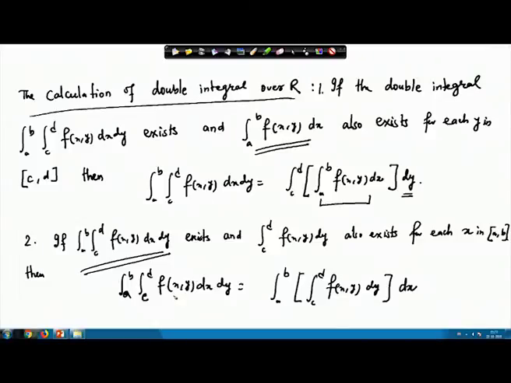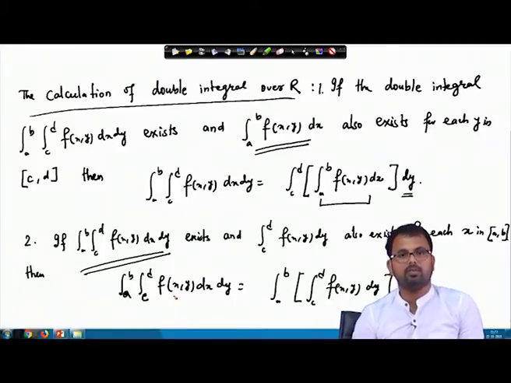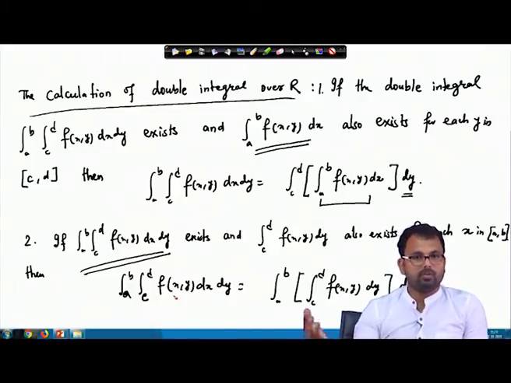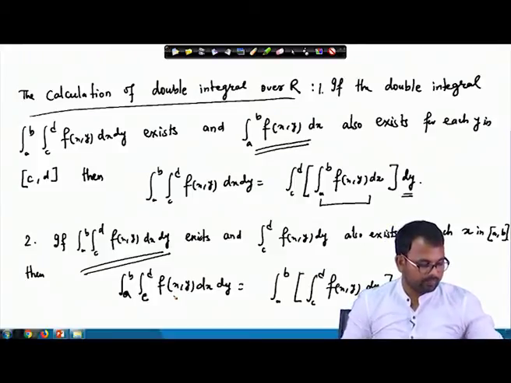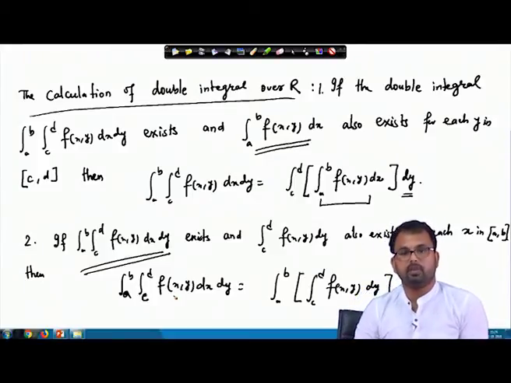The proof is a little bit lengthy, and it is out of the scope of this lecture. So, instead of going into the theoretical proof of this result, we will omit that, and we will now look into a few examples where we can apply this result, where we can calculate the double integral of a given function defined on a rectangle. So, let us start with our first example.